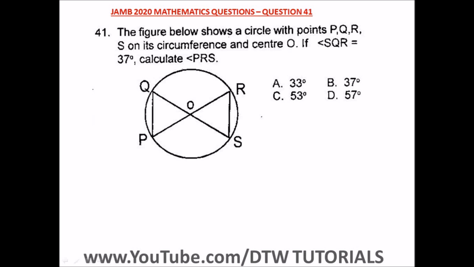and center O. If angle SQR, that is this angle, is 37 degree, calculate angle PRS, which is this angle. So I look for PRS.